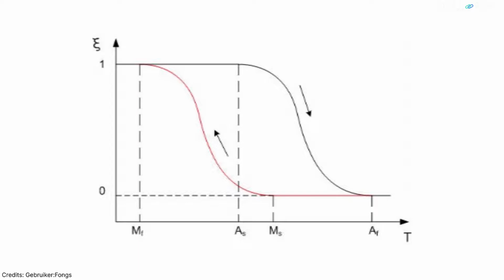Now, let us point the transition stages in a graph. The temperature at which the transition from martensite to austenite starts is noted as AS, and the temperature at which the transition finishes is noted as AF. Similarly, the starting and finishing transition from austenite to martensite are noted as MS and MF. This transformation exhibited by the shape memory alloys because of the applied temperature is known as shape memory effect.